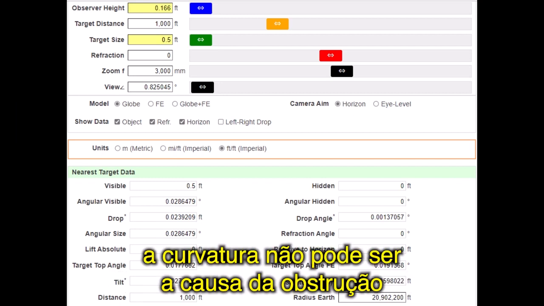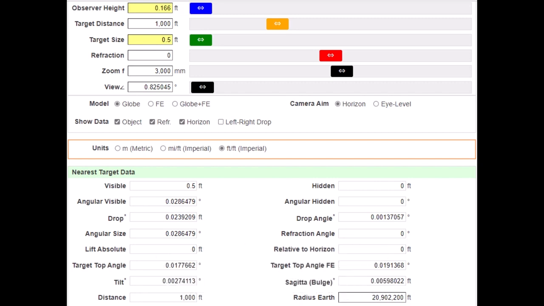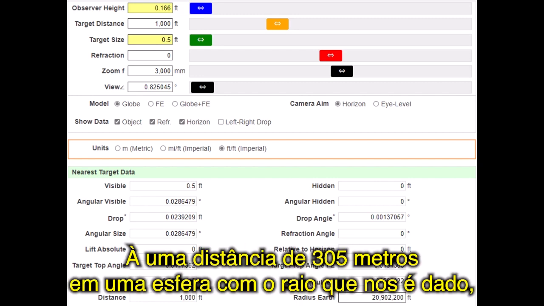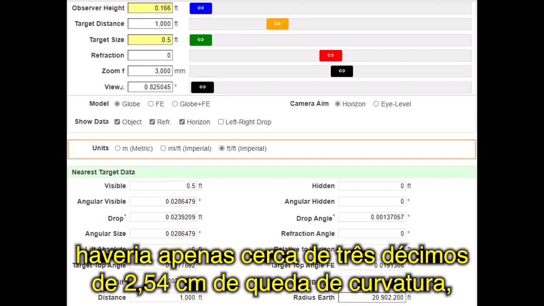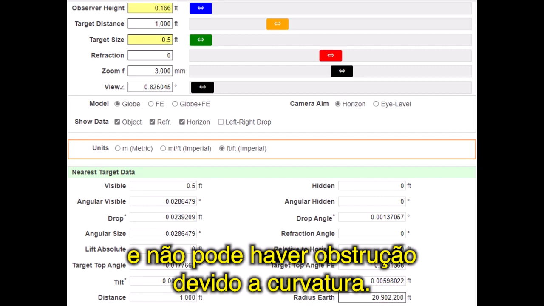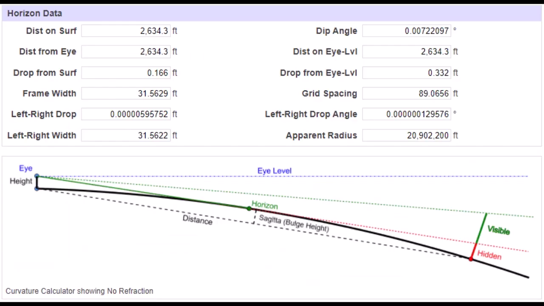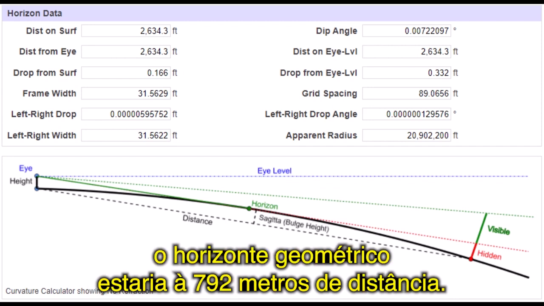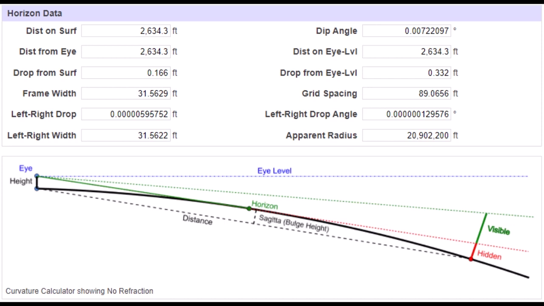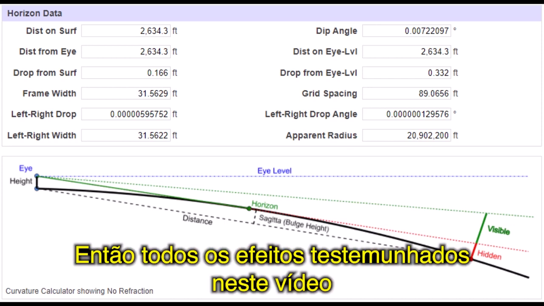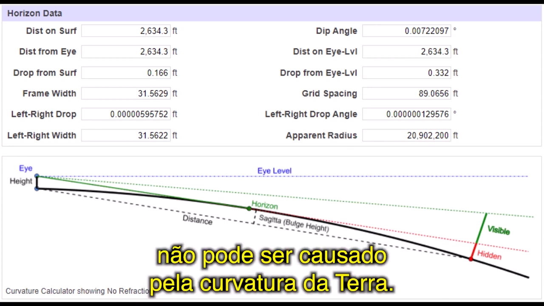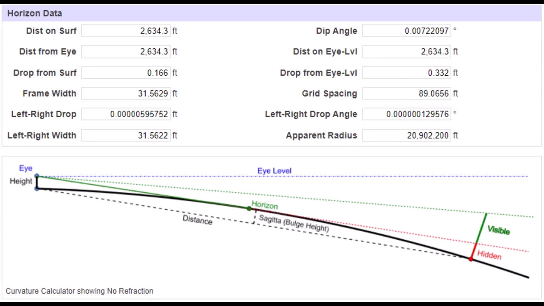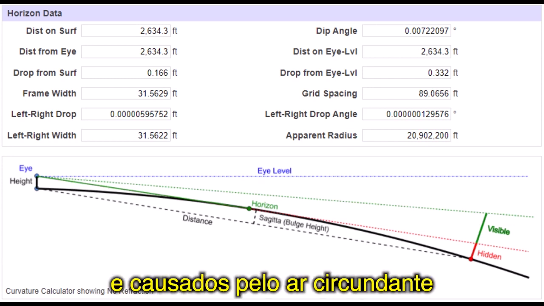As we've pointed out before, curvature cannot be the cause of obstruction in any of the following observations. At a distance of 1,000 feet on a sphere of our given radius, there would be only about 0.3 of an inch of curvature drop, and there can be no obstruction due to curvature. From a viewing height of 2 inches, the geometric horizon would be over 2,600 feet away. So, all effects witnessed in this video cannot be caused by the curvature of the Earth. These effects are all apparent and caused by the surrounding air.